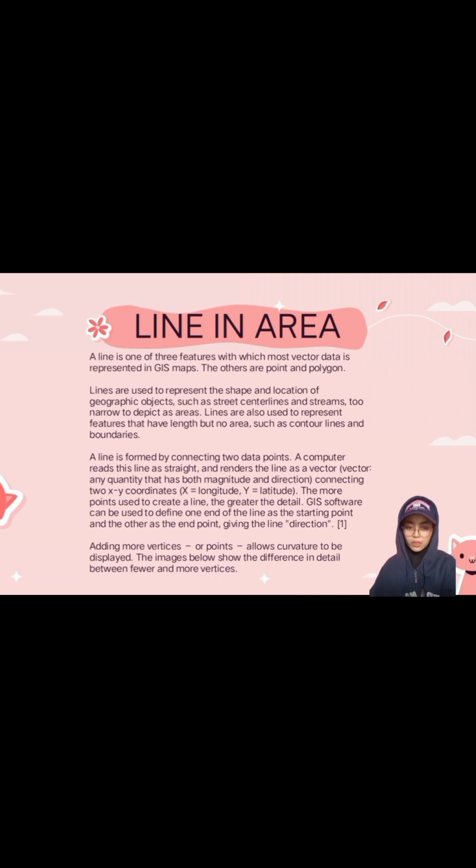What is a vector? A vector is any quantity that has both magnitude and direction. The more points used to create a line, the greater the detail. GIS software can be used to define one end of the line as the starting point and the other as the end point, giving the line direction. Adding more vertices or points allows curvature to be displayed. The image below shows the difference in detail between fewer and more vertices.